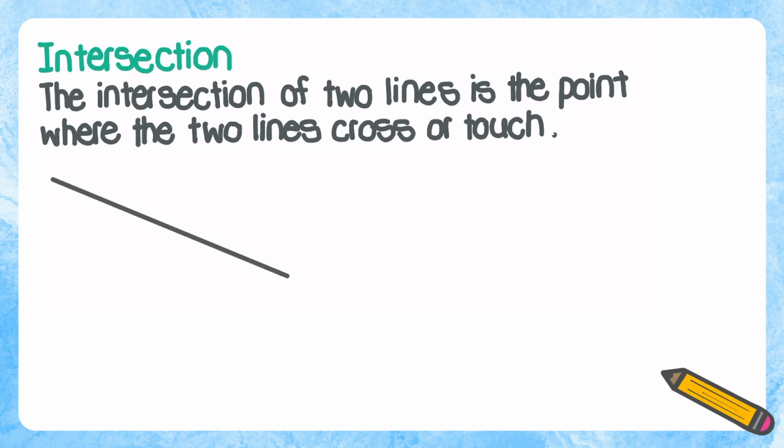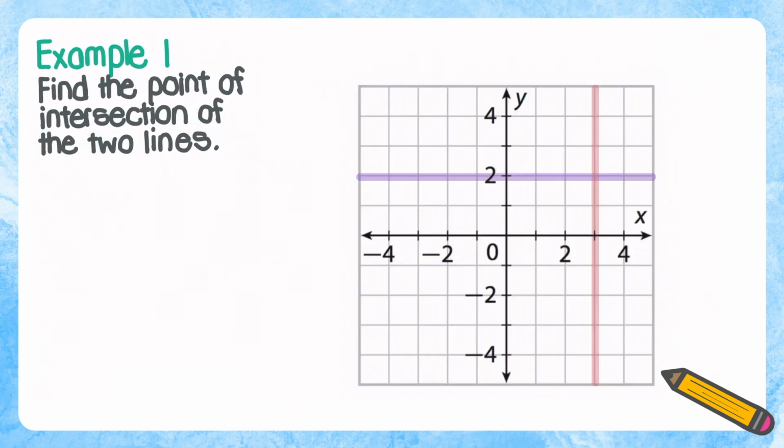For these two lines, this point would be the point of intersection. This is the point of intersection because it's the point where the two lines are touching or crossing each other. So in the following examples, we're going to focus on the intersections of vertical and horizontal lines. Here I am asked to find the point of intersection of these two lines.